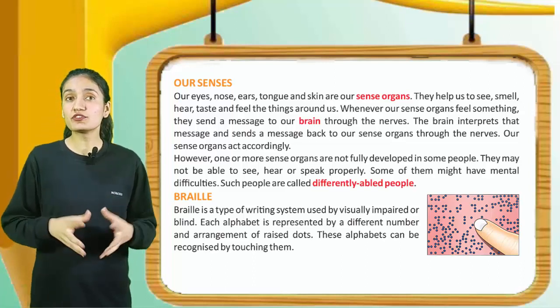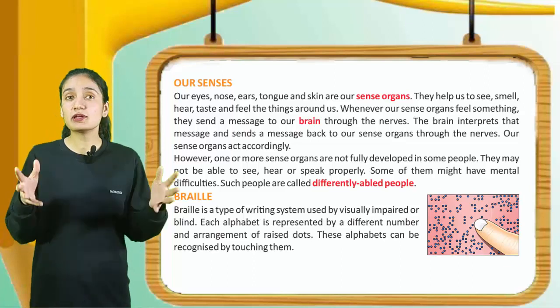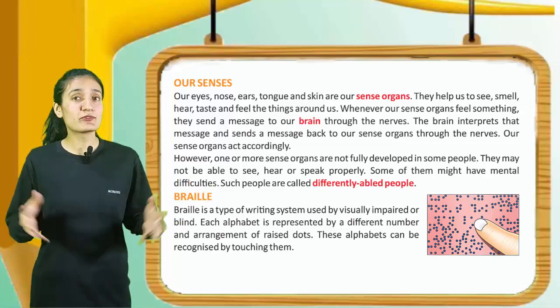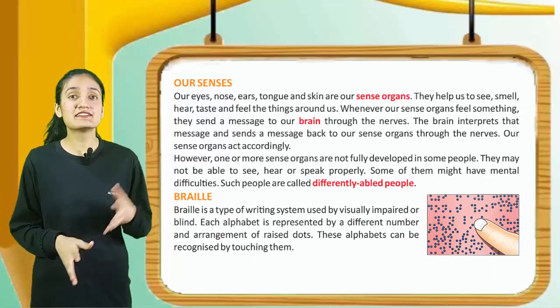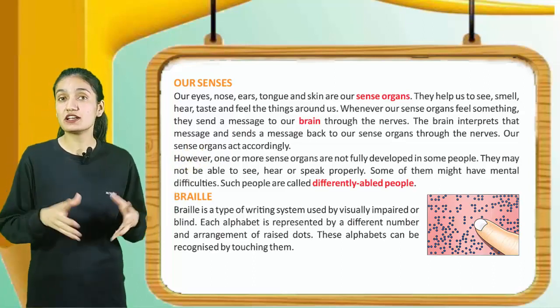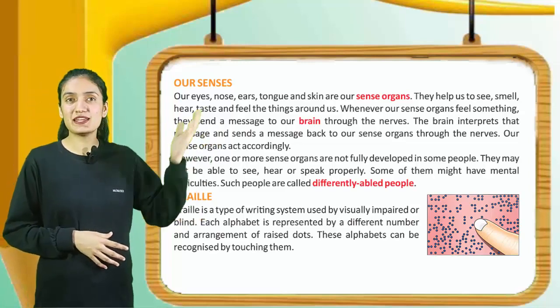However, one or more sense organs are not fully developed in some people. They may not be able to see, hear or speak properly. Some of them might have mental difficulties. Such people are called differently abled people. Now let's understand about Braille.